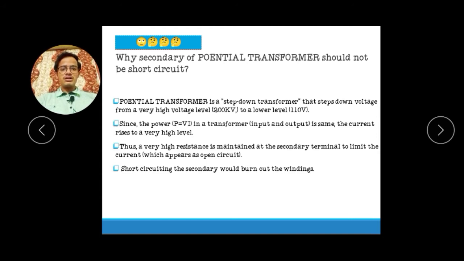Short circuiting the secondary will burn out the winding. Okay, that means when we are short circuiting the secondary terminal of the PT, a very high amount of current will flow through that secondary. That's why we are not using the potential transformer at short circuit.